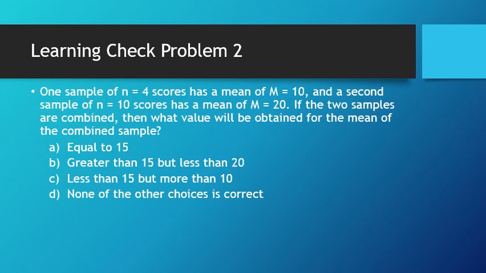However, what happens here, the second sample has a lot more scores. So it has 10 scores. So it's going to pull the mean much higher because its mean is 20. So the mean is going to be closer to 20 than it is going to be to 10. So the mean is actually going to be greater than 15, which would be the average mean if n were the same for both samples, but it's going to be a little bit less than 20. So the answer would be B.